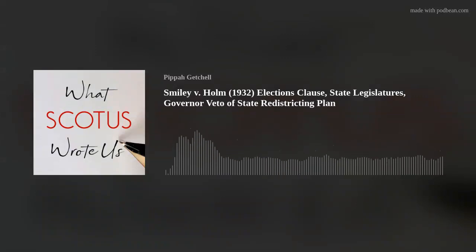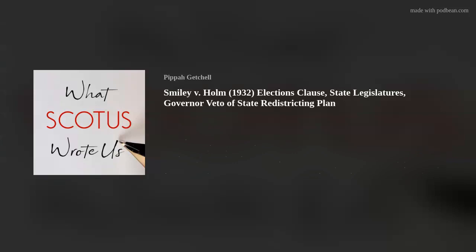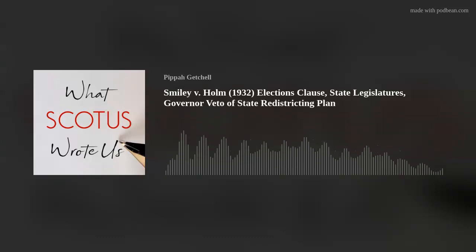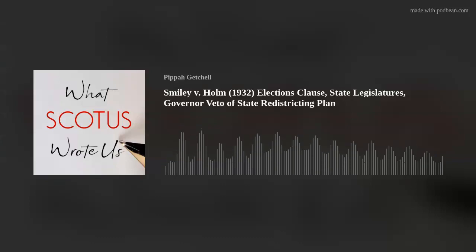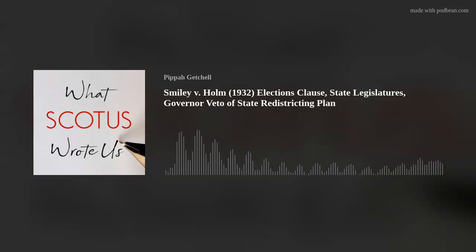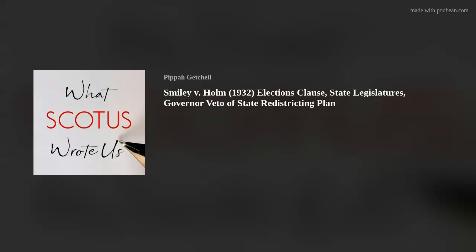Mr. Chief Justice Hughes delivered the opinion of the court. Under the reapportionment following the 15th decennial census, as provided by the Act of Congress of June 18, 1929, Minnesota is entitled to 9 representatives in Congress, being one less than the number previously allotted.